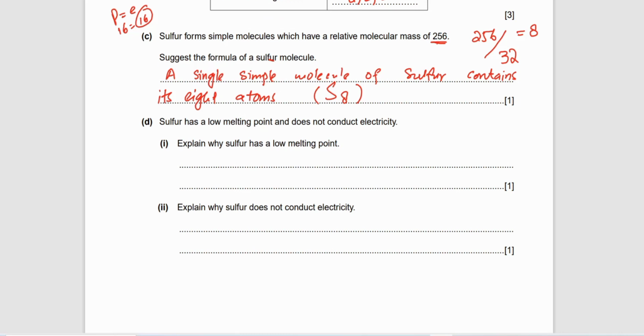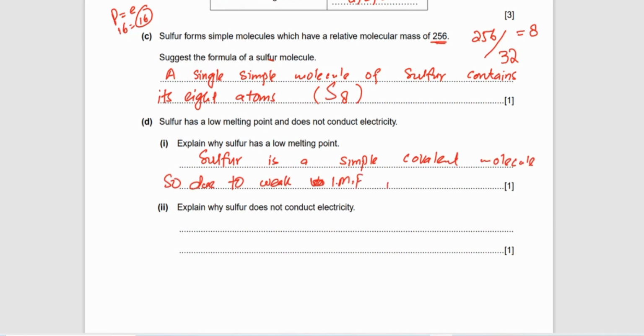Okay, so sulfur is a simple covalent molecule. Okay, so due to weak van der Waals forces, or you can say intermolecular forces, you will have to write it in full. Okay, intermolecular forces, its melting point is low.